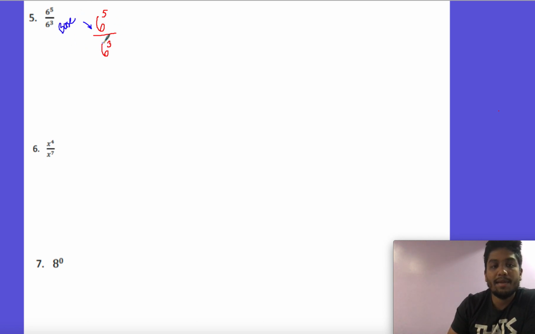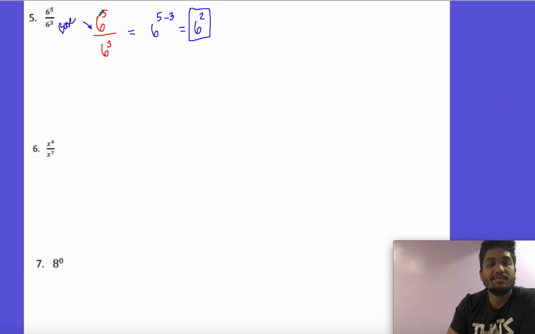So if we have the same base, what we can do is simply subtract the exponents, which would be 6 squared. Or if you want to leave this as 36, you can too, but for the most part, we'll leave it here. And for more of a visual, this is basically saying we're taking the number 6 and multiplying it by itself this many times. So 1, 2, 3, 4, 5, and then on the bottom, we'll have 1, 2, 3.